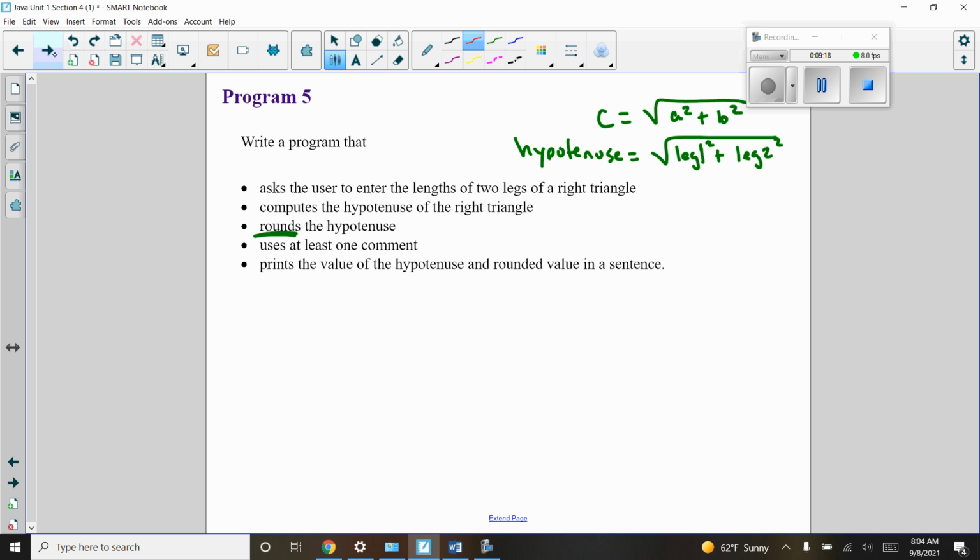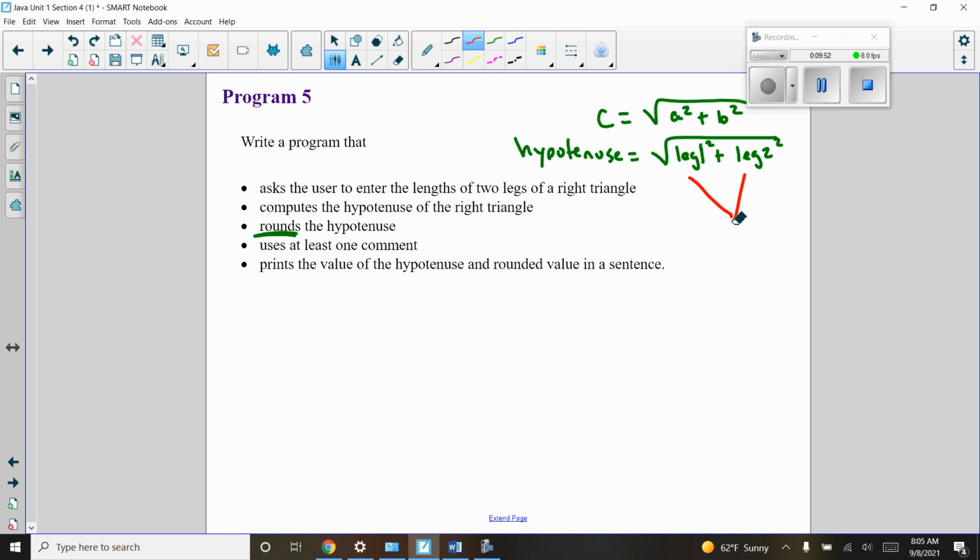So here's your program. Whenever I did this before, I named the variables a little bit differently. That's fine, whatever works for you. So you're going to ask the user to enter the lengths of 2 legs of a triangle, compute the hypotenuse of the right triangle, round the hypotenuse, so you're going to need another variable, use at least one comment, and print the value of the hypotenuse and the rounded value in a statement. So you're going to have both printed, so you would need 2 different variables for each one.